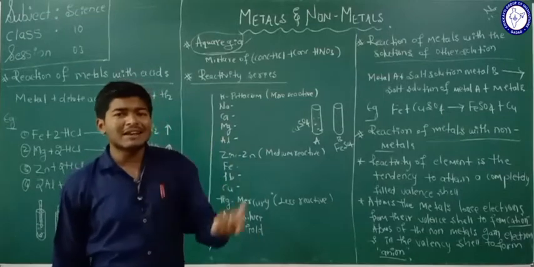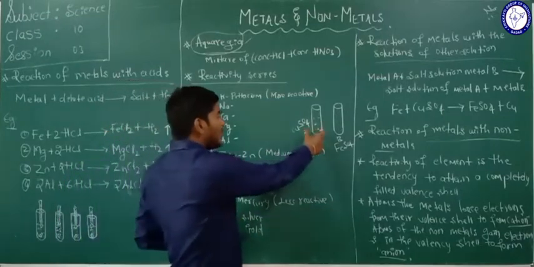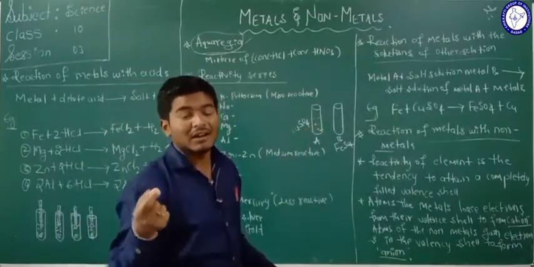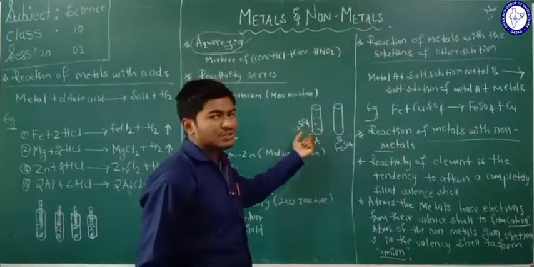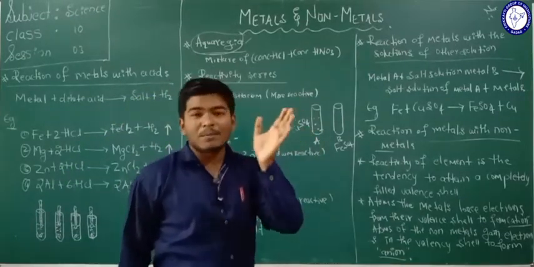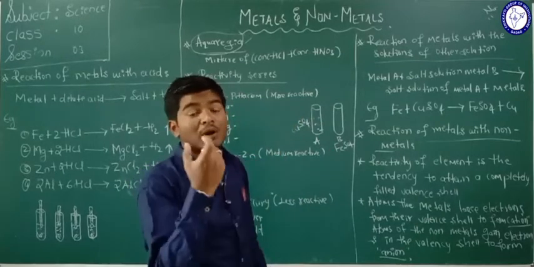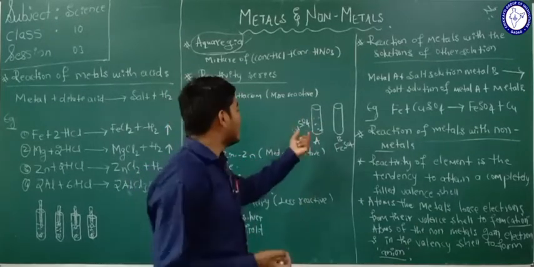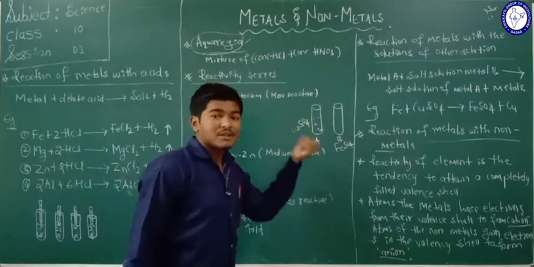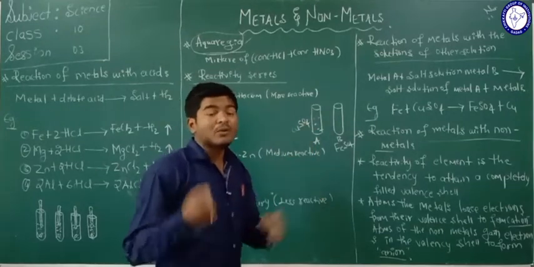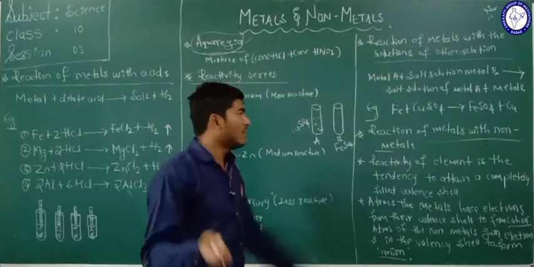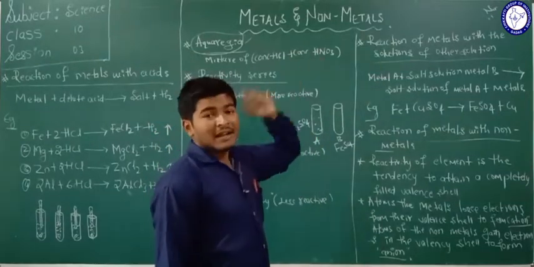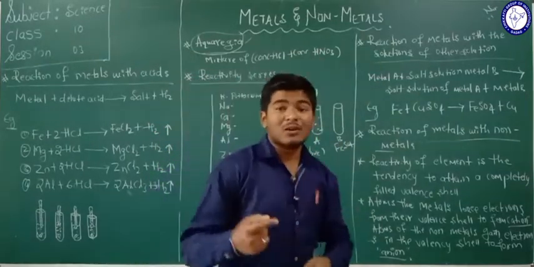You have to clearly observe here, the copper sulfate solution is bluish in color, but when you place an iron nail into the copper sulfate solution, the color of the solution turns to brown. The bluish color of the copper sulfate solution fades out and turns to brown. Why? Because that is due to the reaction of the metal with the other metallic solution.